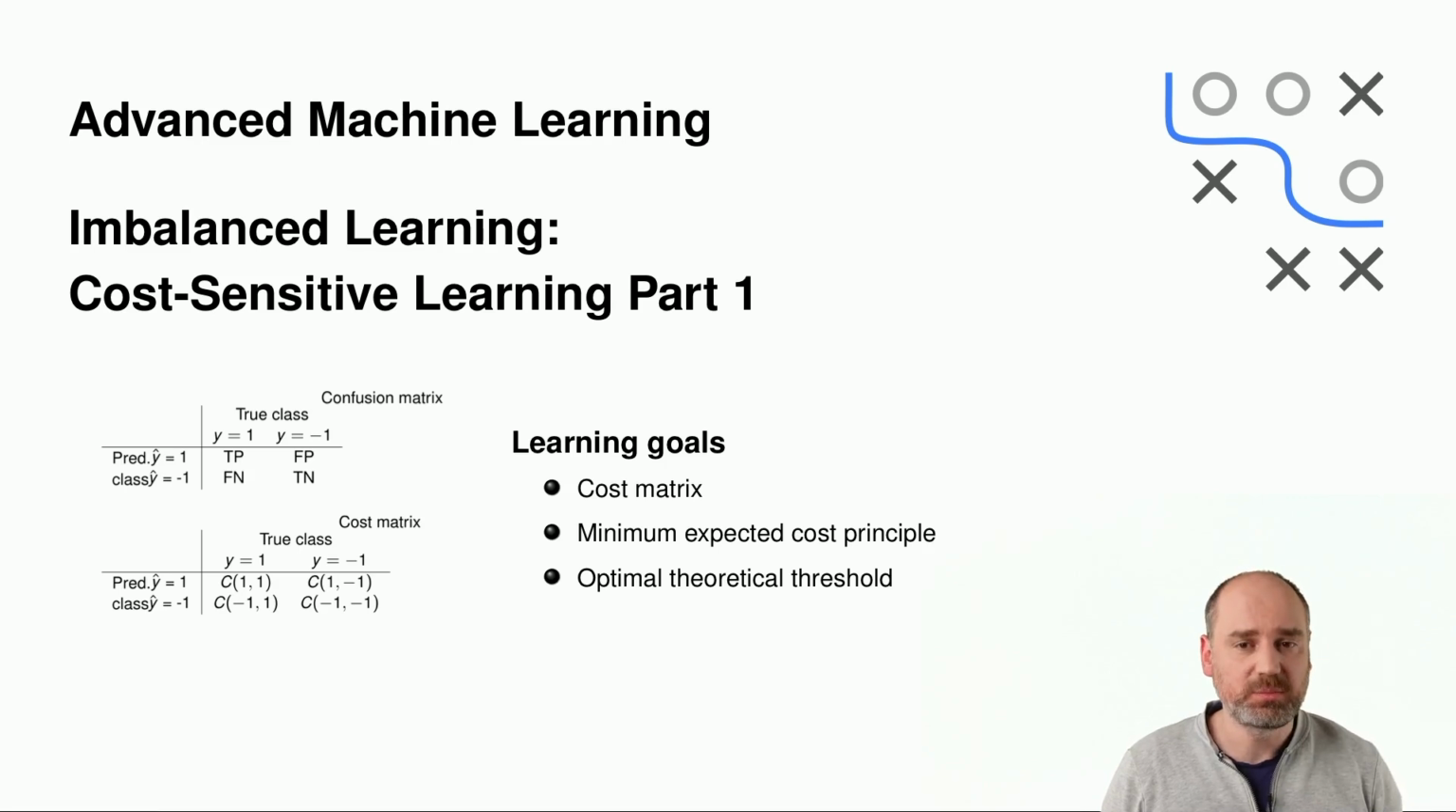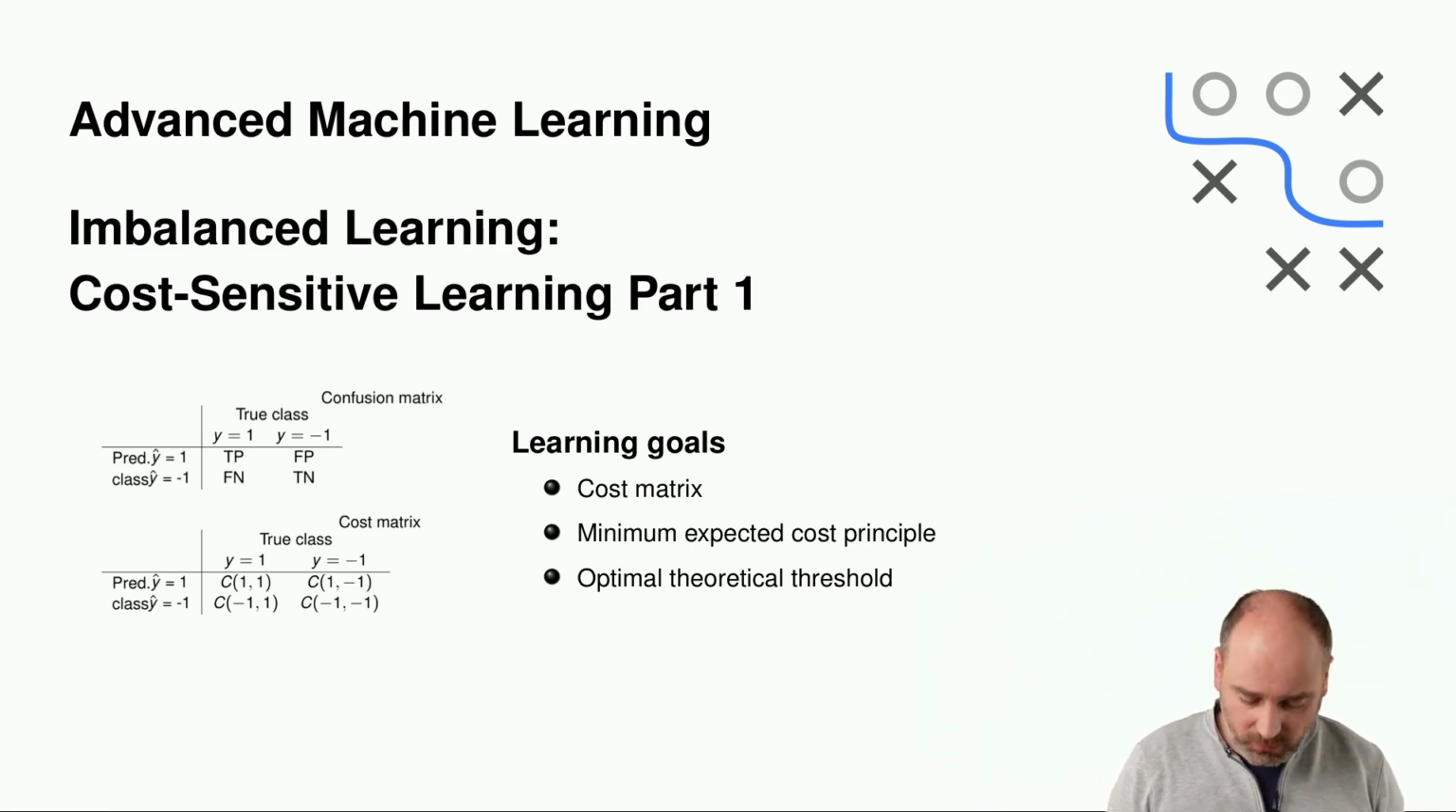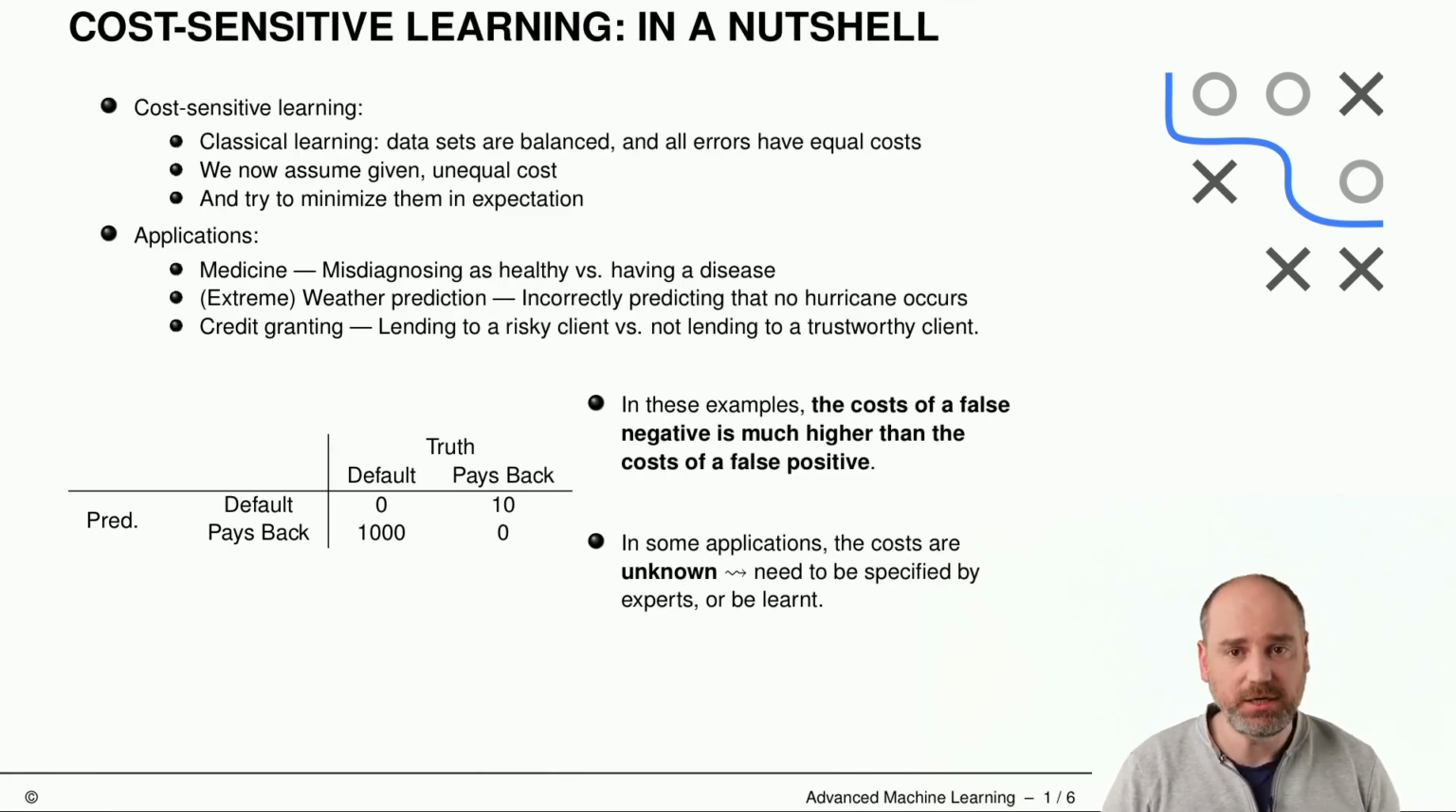And in the subsequent parts of this chapter, we'll then extend this, go more to practical algorithms, and really study how we can make ML algorithms respect these costs during training. Okay, but before we do this, let's start. What is cost-sensitive learning about?